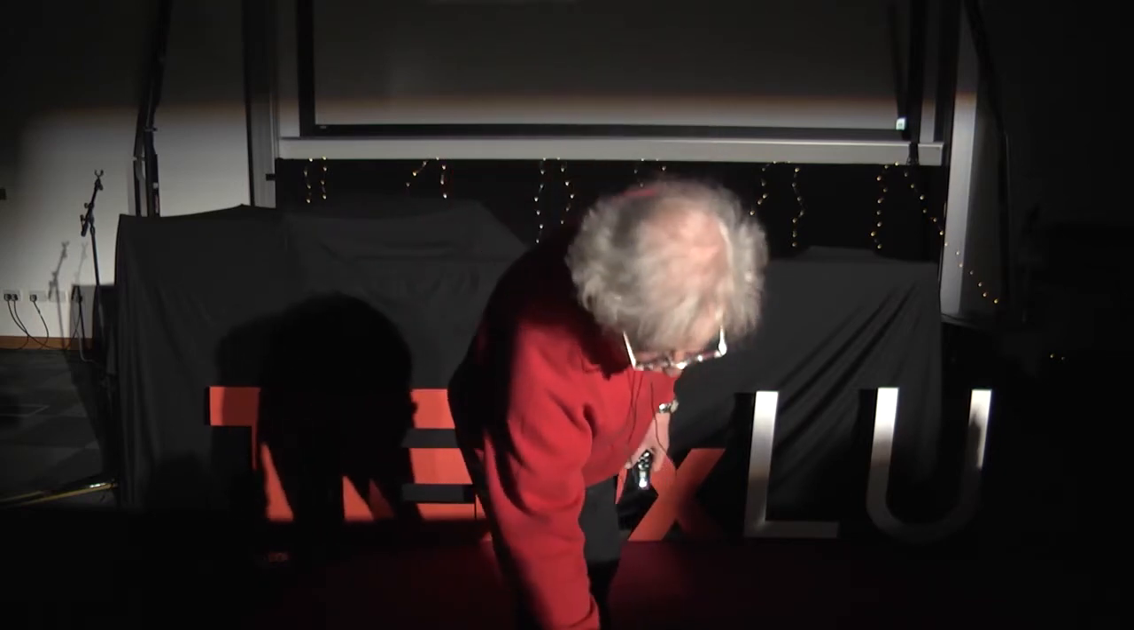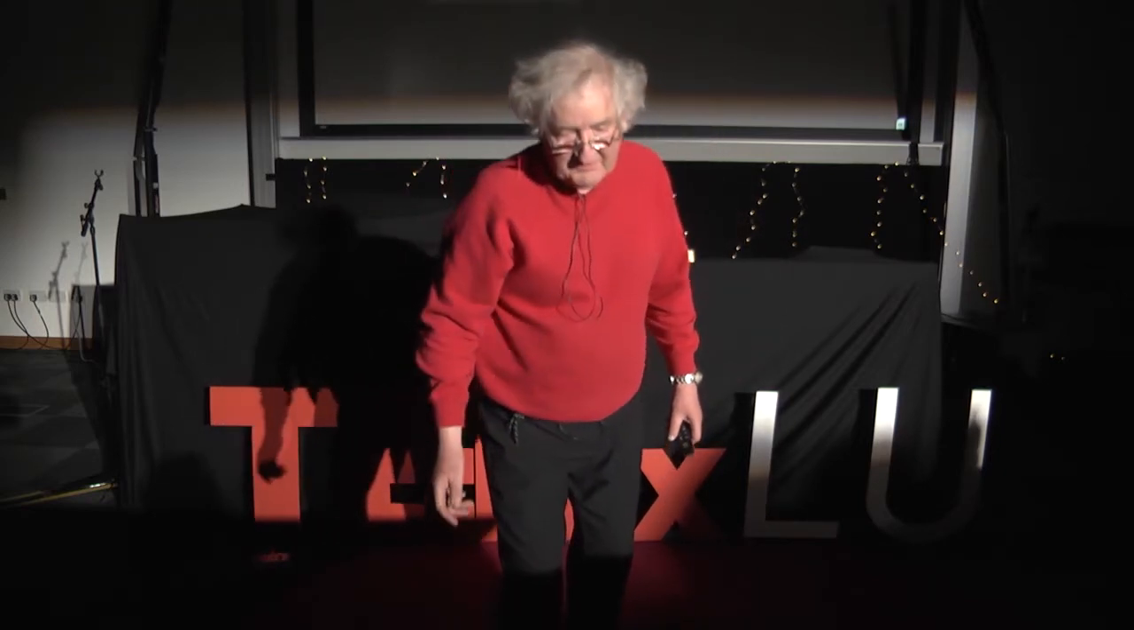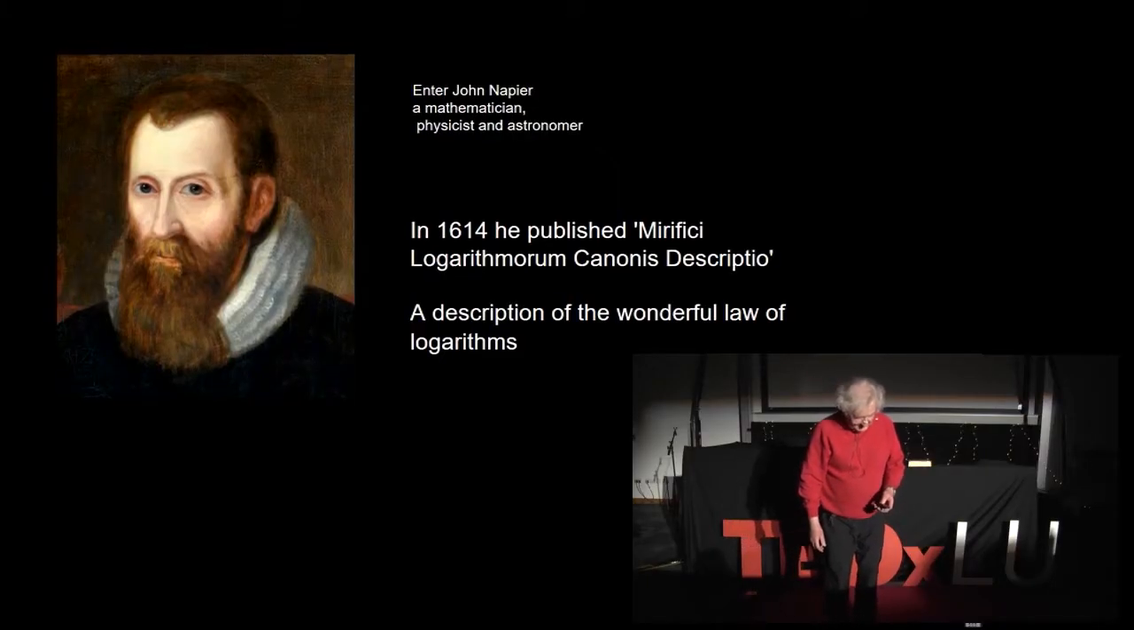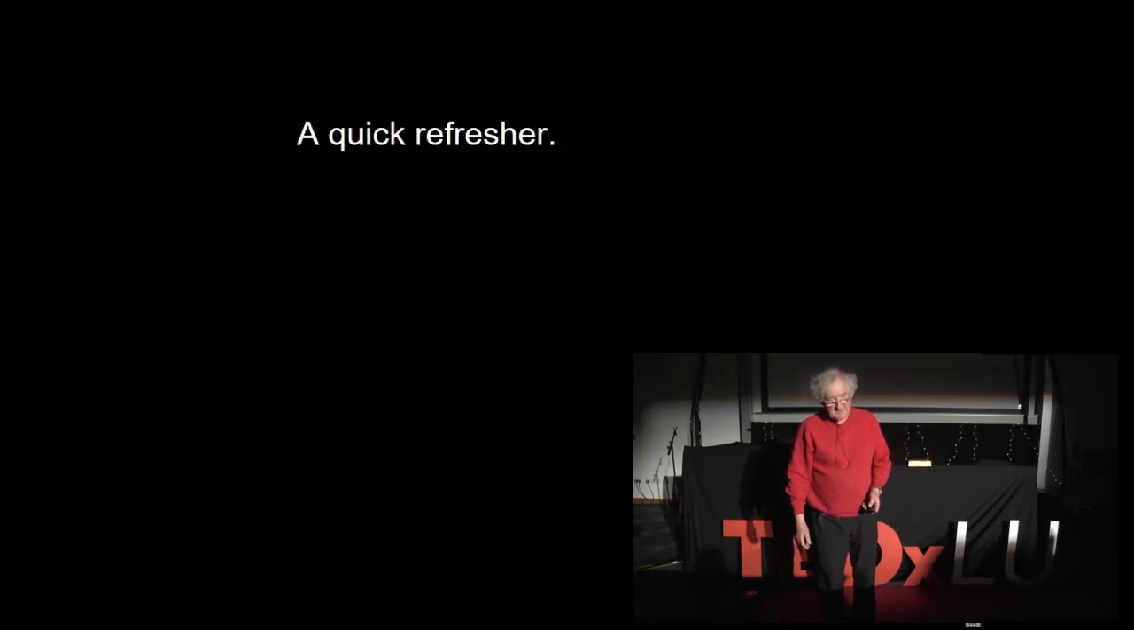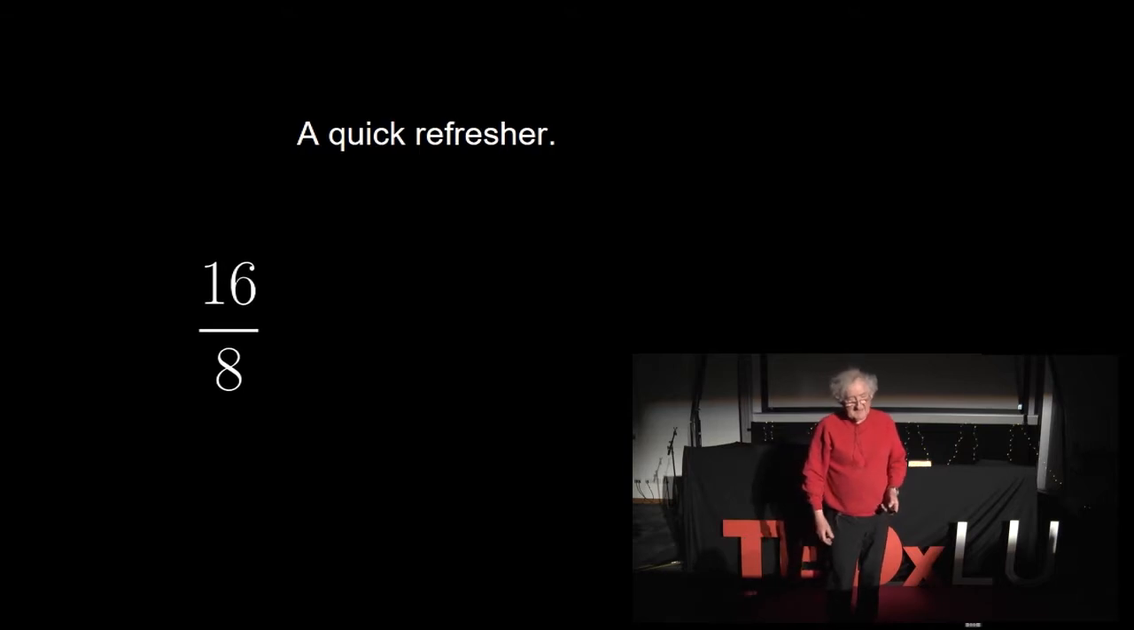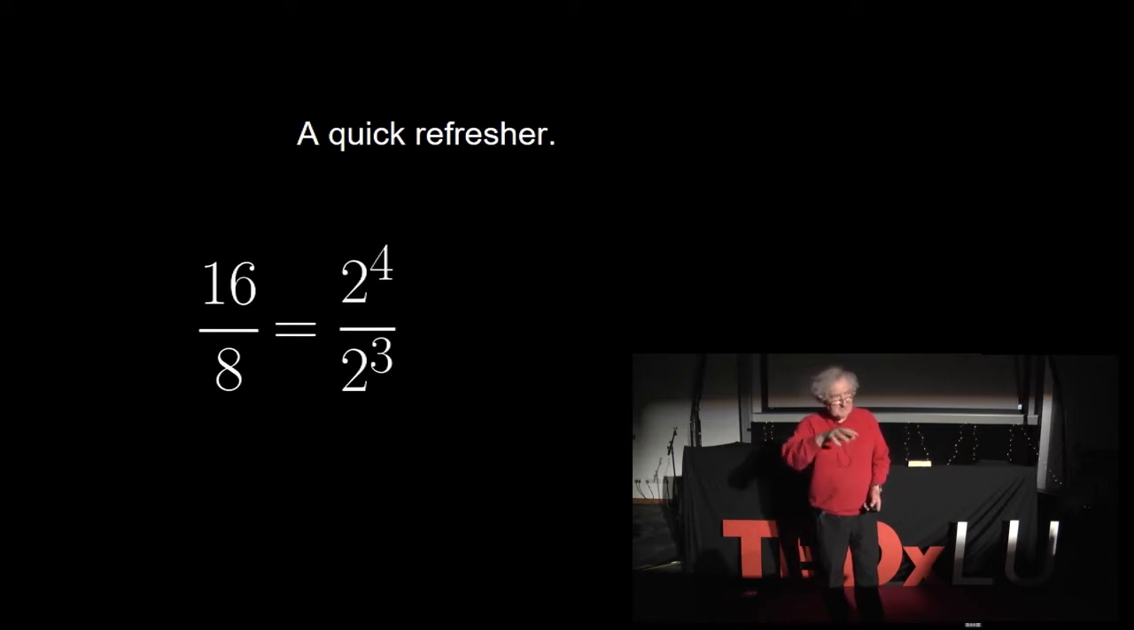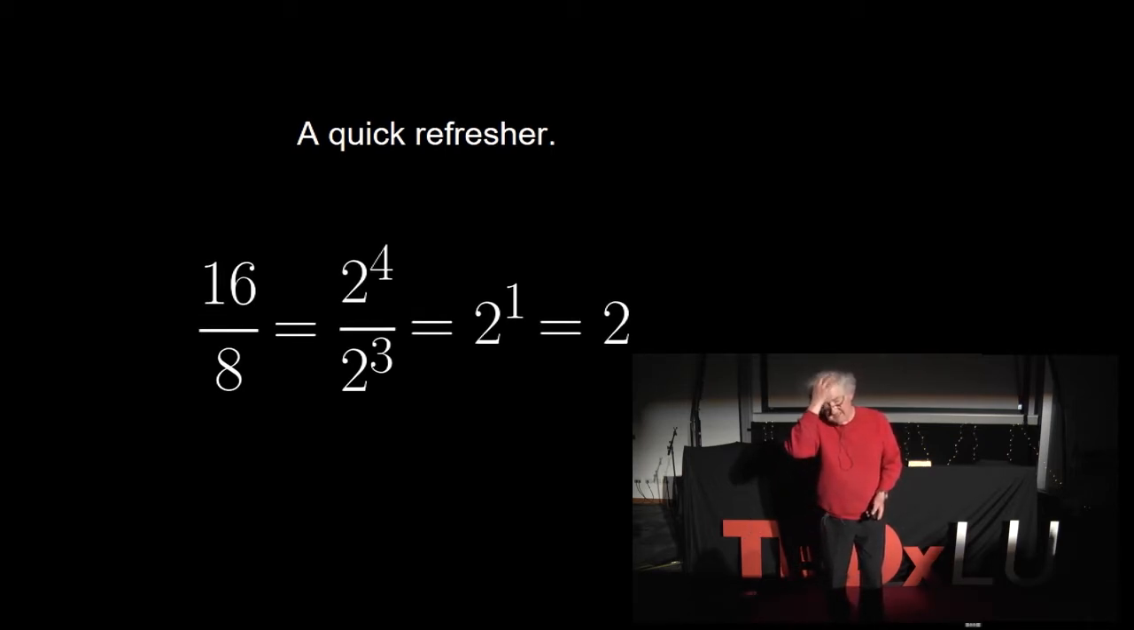So if you've done this at school, you'll be familiar with it. What he did was, I'll give you a quick refresher. 16 by 8, okay, you know what the answer to that is. But you can do this in a form of logarithms. You can express 16 as 2 to the power 4, 8 is 2 to the power 3, and if you subtract the indices, you take 3 from 4, you get 1, and that's 2 to the power of 1, and that of course is 2. So that's how logarithms work.